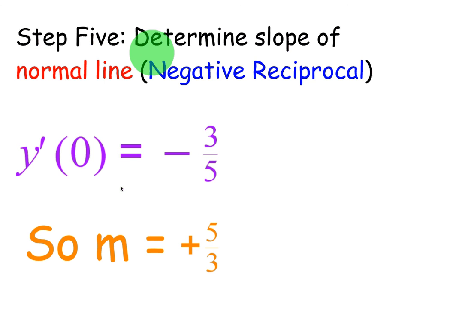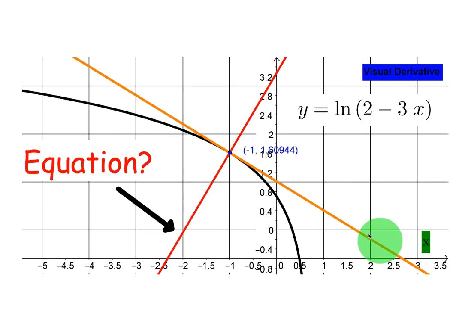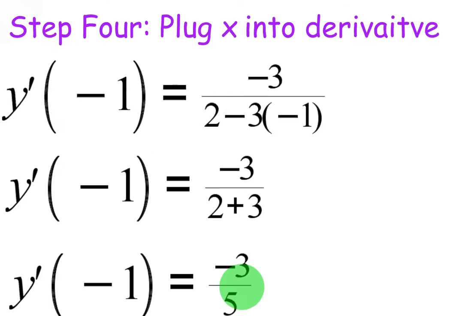So again, I got my colors messed up here. I want to color code it to the graph. Okay, so my tangent line has a slope of -3/5. If I determine the slope of the normal line by taking the negative reciprocal for step 5, I get 5/3. So once again, not to confuse you, this is -3/5 and this is positive 5/3. Makes sense because they're perpendicular.